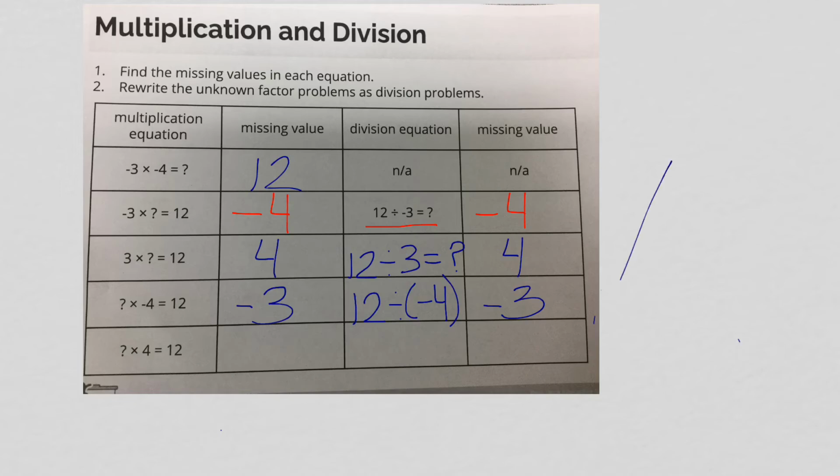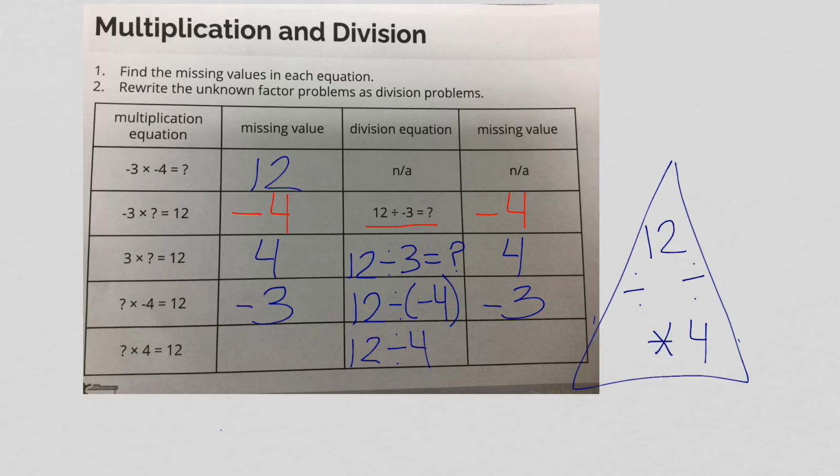A number times 4 equals +12, which means 12 divided by 4 would equal that missing number. Both of those numbers are positive, so we don't have any opposite signs to take. So we're going to do 12 divided by 4, which is +3.